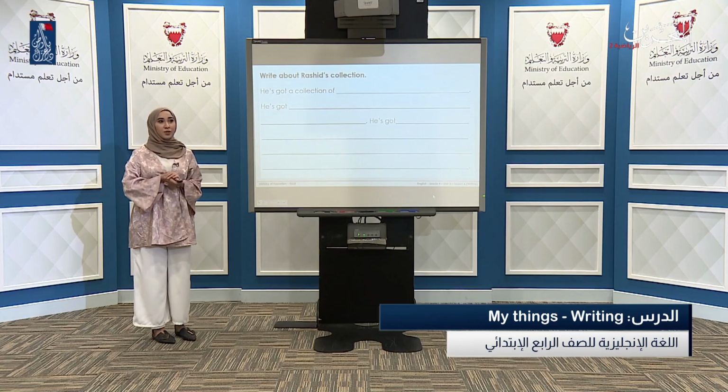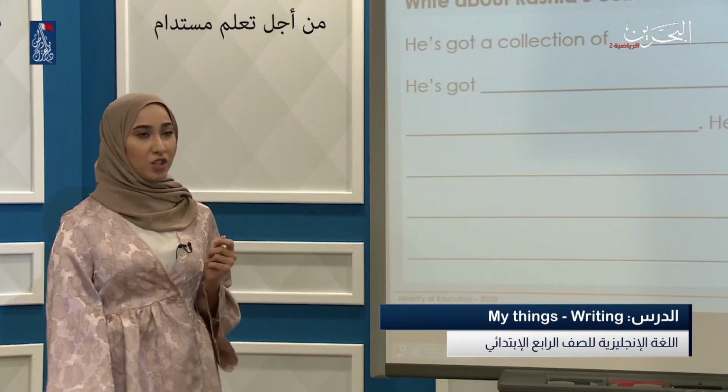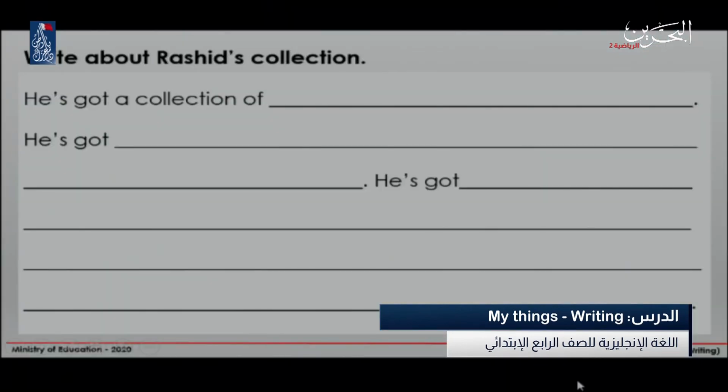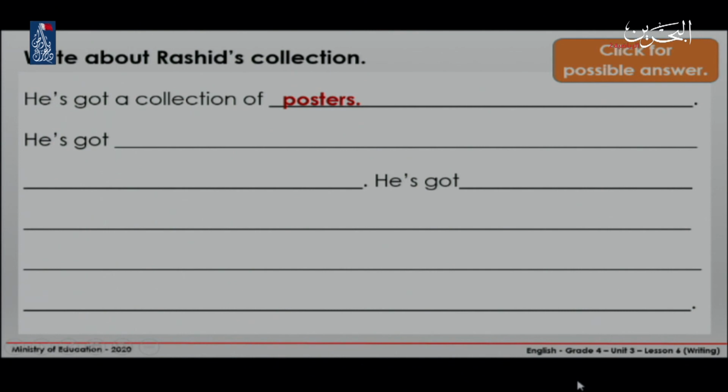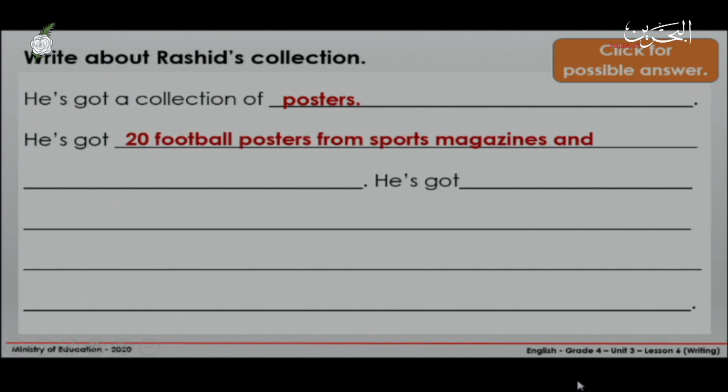Alright, now we are going to rewrite the paragraph about Rashid. Now, Rashid is a boy, so we are using he. He's got a collection of, can you remember? Good. He's got a collection of posters. He's got, can you remember how many? Excellent. He's got 20 football posters from sports magazines and newspapers that his father buys.